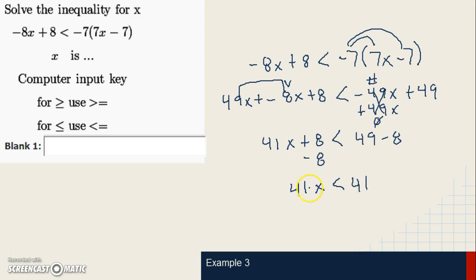Now I need to eliminate this 41 since it's being multiplied to x. I'm going to divide by what I want to eliminate. And I'm left with x is less than 1. Now I'm going to come over here to my answer blank. Since x is already on the left side, I don't need to flip my inequality. I just type in x is less than 1, and we're good.